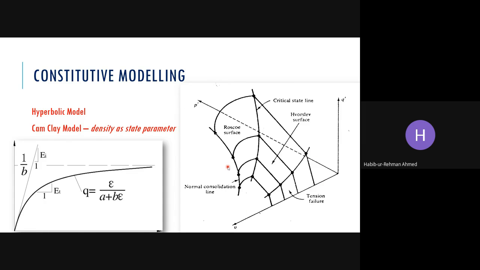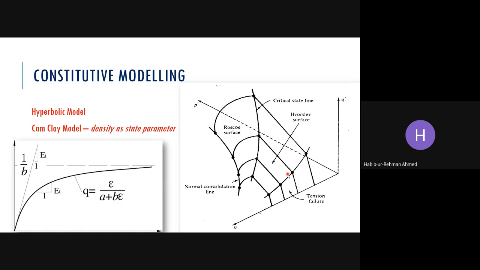Now, each model, as we have seen previously, is basically a surface. As long as the combination of P, Q, and V keeps you under the surface, you are in an elastic state. As soon as you touch this surface, this is a yield surface, and then you will have plastic deformations, and finally you move on the yield surface to the failure line, which in this case is known as the critical state line.